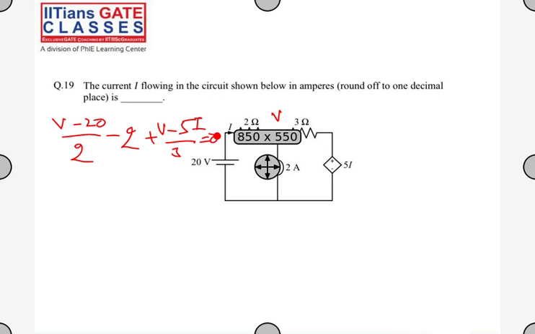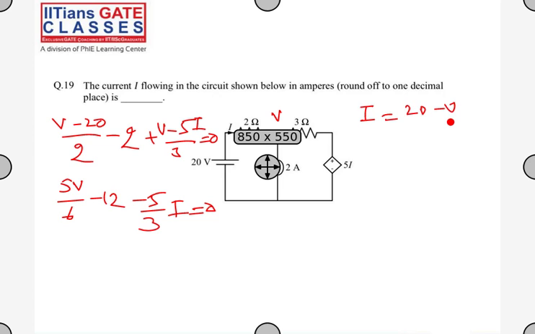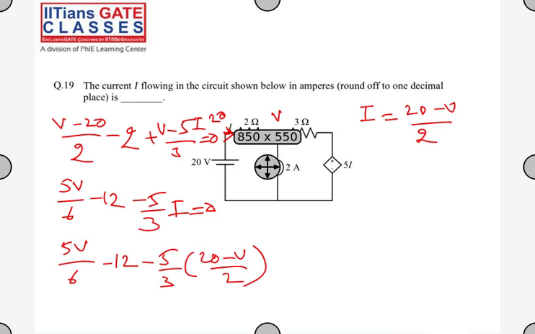So this is the node equation. V by 2 plus V by 3 is 5V by 6, minus 20 by 2 is 10, minus 10 minus 2 is minus 12, plus minus 5 by 3 I is equal to 0. So what is I here? I is nothing but 20 minus V by 2. Everyone clear with I? You should be able to write the equation of I. I is nothing but this current. So this is 5V by 6 minus 12 minus 5 by 3 into 20 minus V by 2. So this is 5V by 6 plus 5V by 6, which is 10V by 6 or 5 by 3 V.